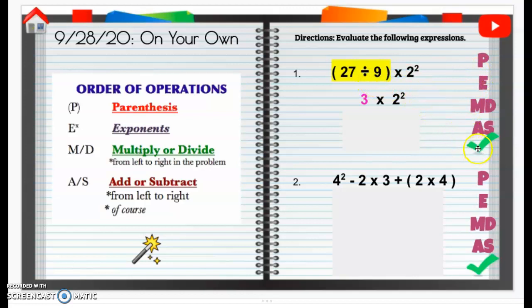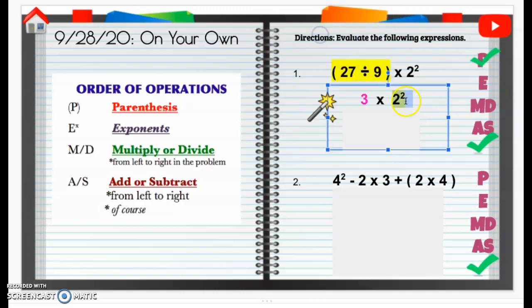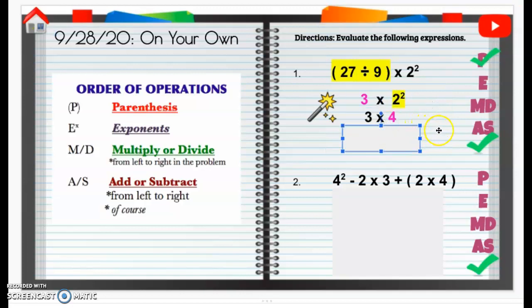Do we have any more parentheses? Nope, we're done with the parentheses. How about any exponent? We do. We have an exponent here. So 3 times 2 to the second power. I can use my little wand over here, and there is our exponent, so 2 to the second power. What is 2 to the second power? I know that means 2 times 2. So 2 times 2 is going to be 4. So I'm going to write down that 4 and bring everything else down that we did not use yet.